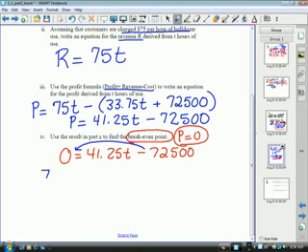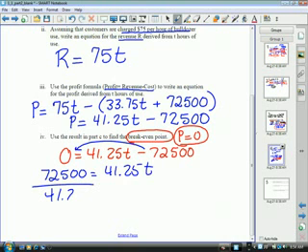So we'll move this over by adding. Then we'll divide by $41.25. And then this will tell us how many hours I need to rent or use the bulldozer before I break even. So it's whatever that is.